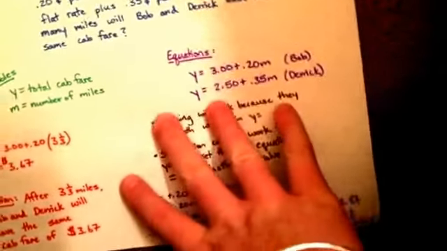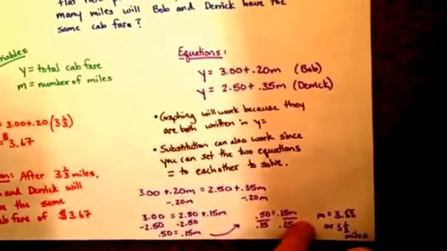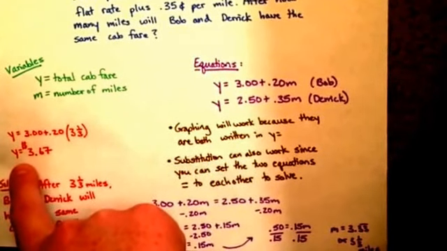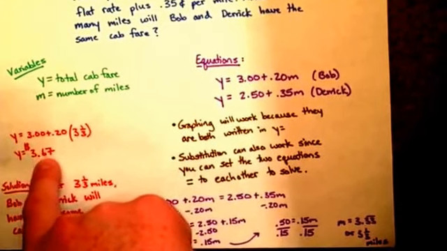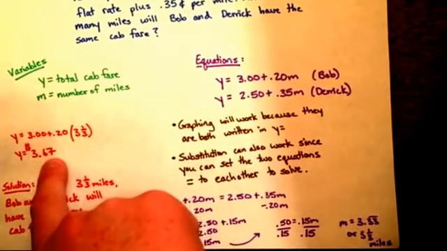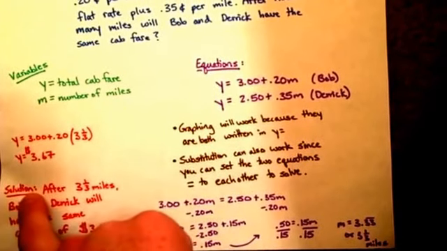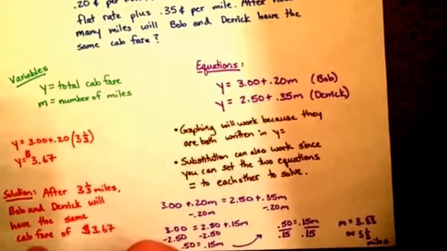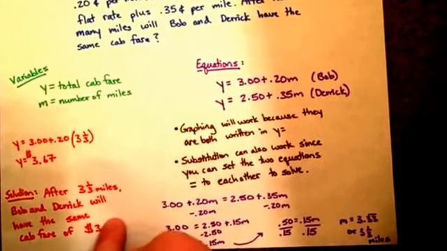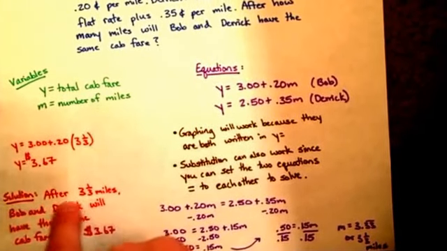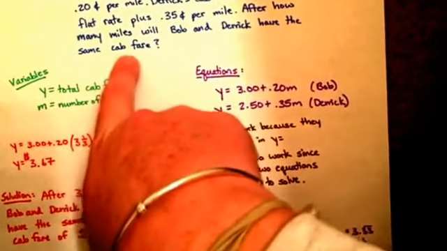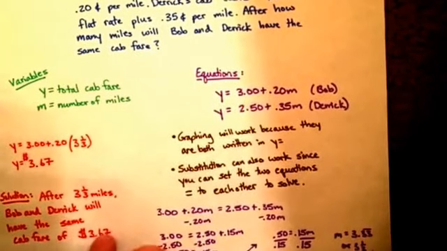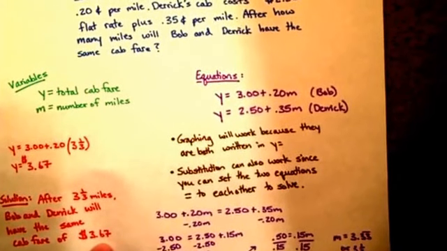If I wanted to know what the cab fare was, which they did not ask, I could have plugged it back in like I did here to figure out that the total cab fare, when it was equal, was $3.67. I did have to round a little bit right there. So my final solution is after 3 1/3 miles, Bob and Derek will have the same cab fare of $3.67. That's a little extra information, because the main question was after how many miles, so the answer truly is the 3 1/3 miles. But their total cab fare would have ended up at $3.67.